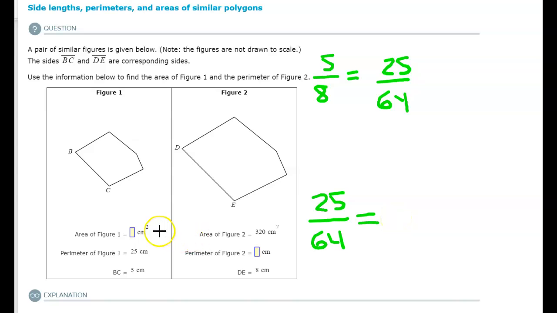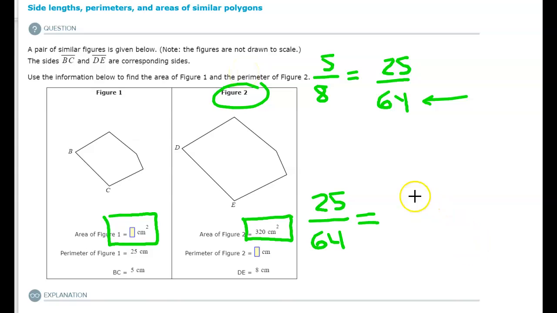And then we are going to use an x over here, and we're going to use a 320 over here. So this 64 represents figure number 2, and in figure number 2 they're giving me this 320. So I'm going to put 320 right here. And then I'm going to go ahead and put an x right here. So let's go ahead and cross multiply. So we're going to do 64 times x, and that gives me 64x. And then we're going to do 25 times 320.